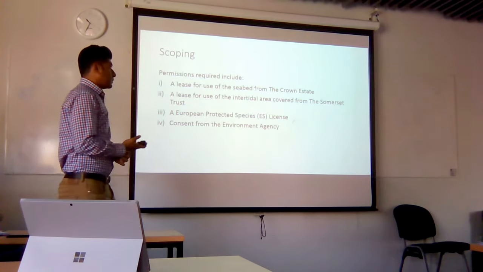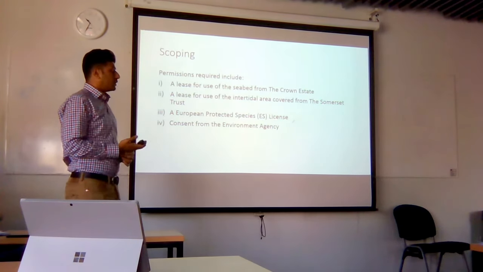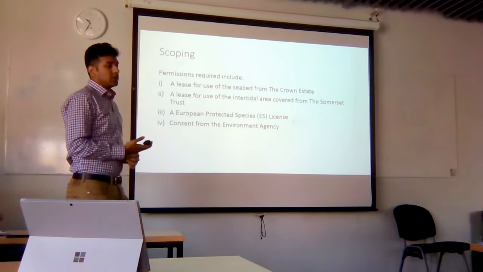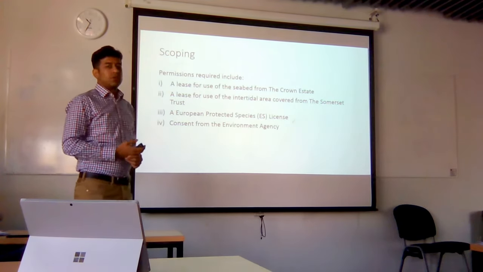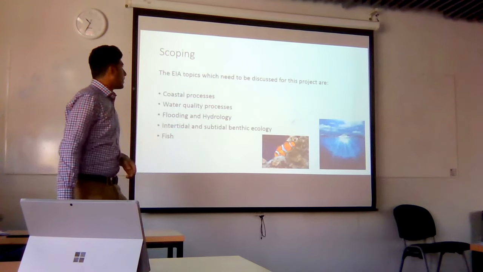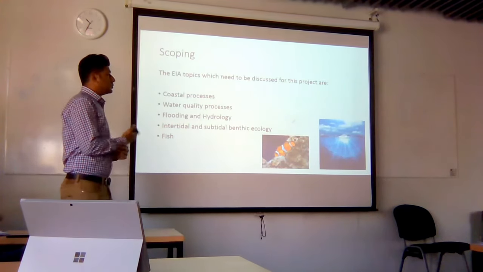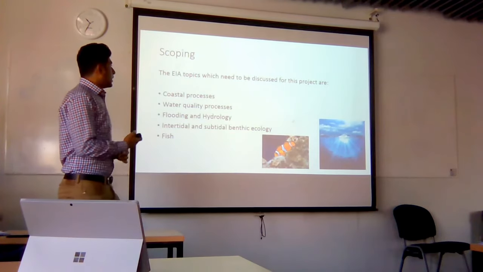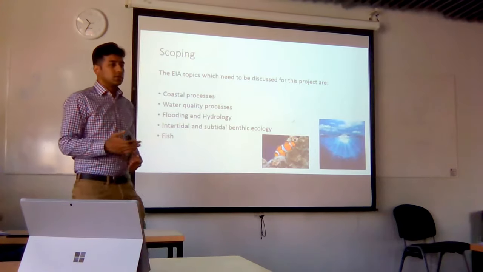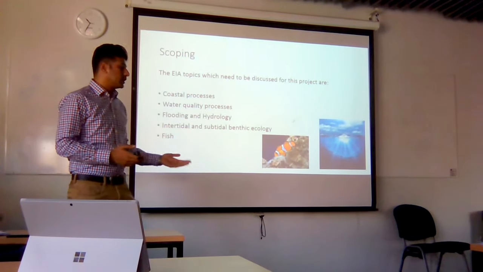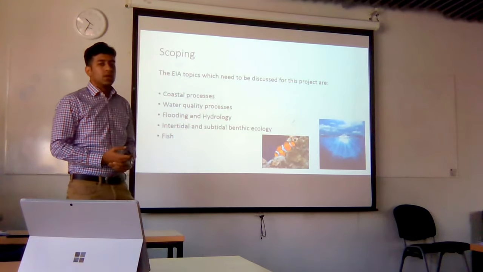I need to be given the feedback from Trans State. I need to be looking at the area covered by Trans State, the European Protected Species, and of course the consent from the Environment Protection Agency. So basically, these are the main topics which need to be covered for the scoping process, like the coastal assessment, which includes the tides, currents, and waves in the sea. So how we're going to be affected with the exploration of this project.